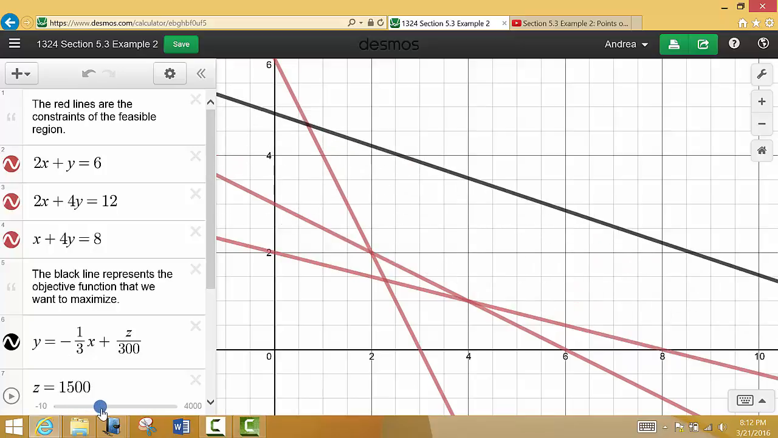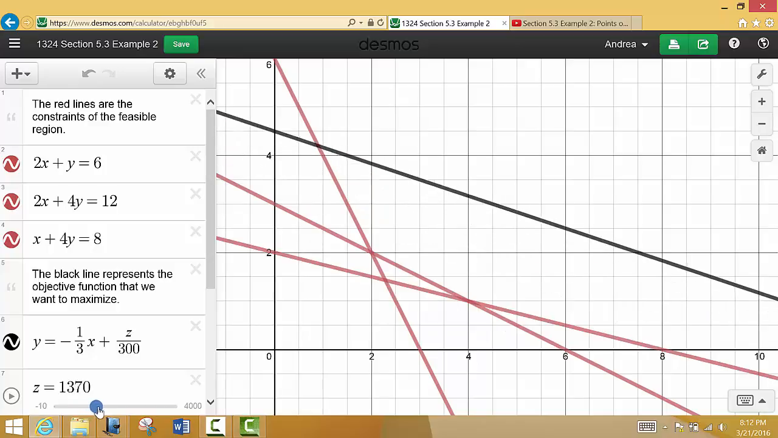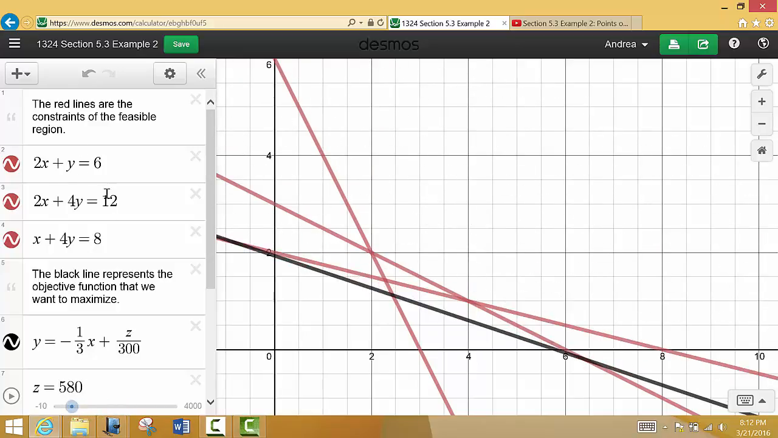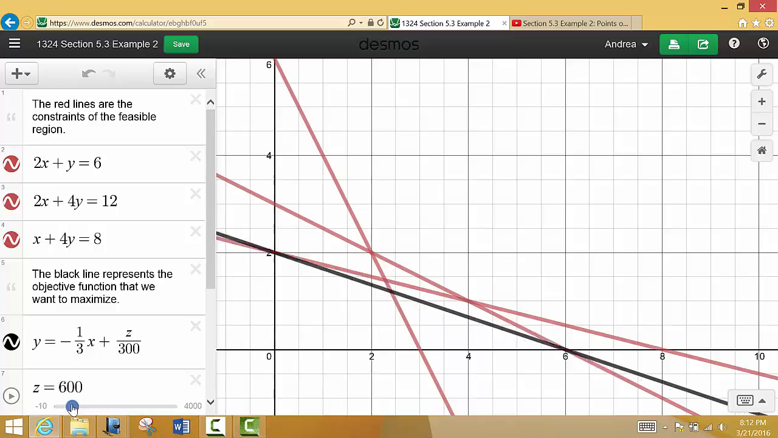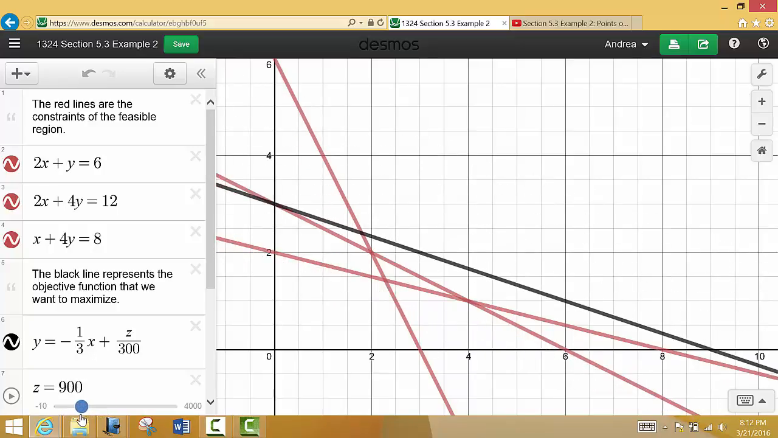And here I have some values for z. So the z value is changing. We're making it increase, increase, increase, decrease, decrease, decrease. Here are my constraints. So those are my inequalities. They're in red.